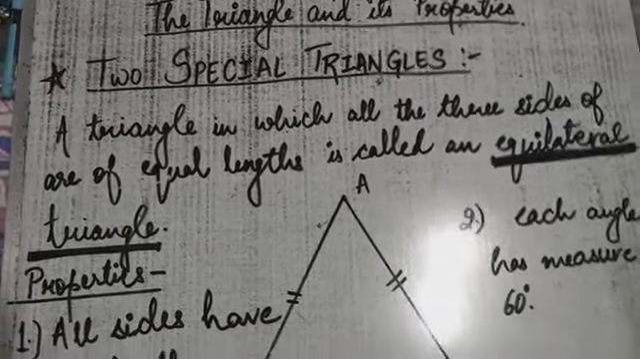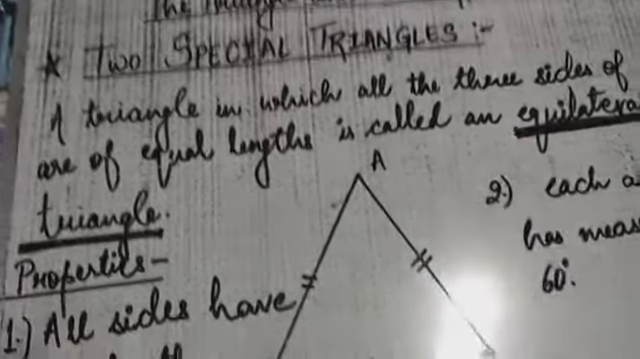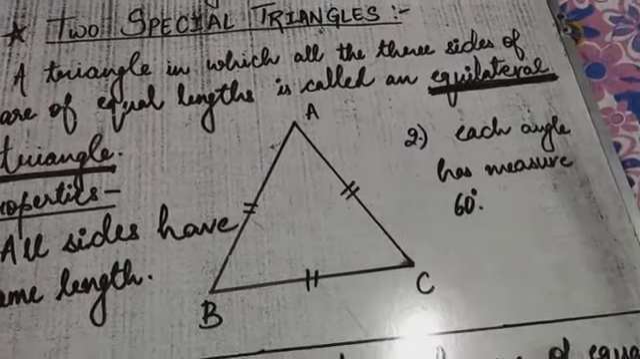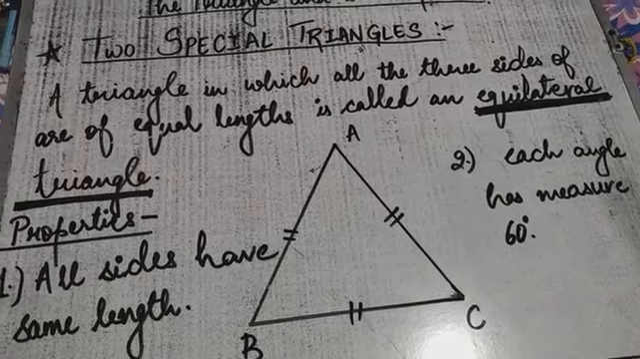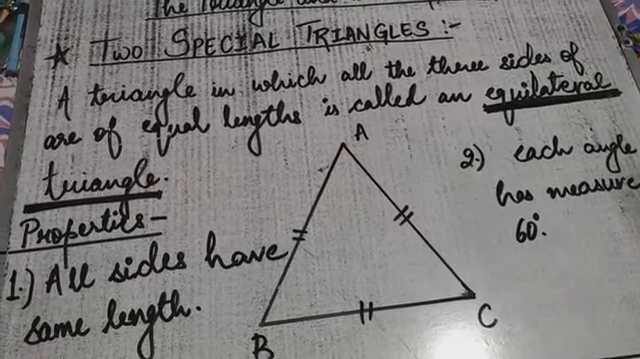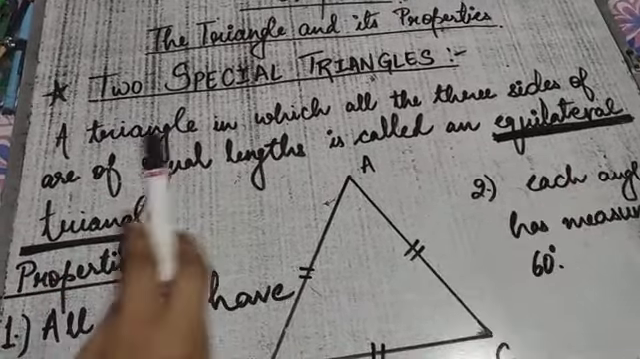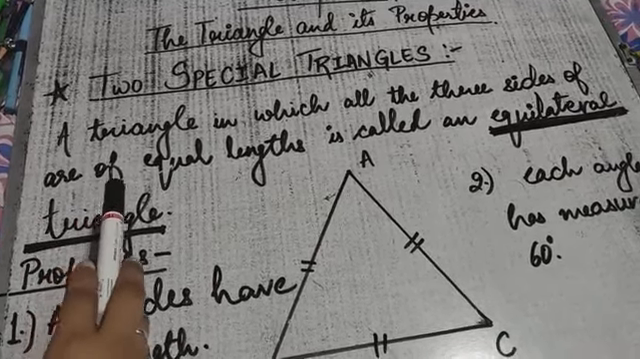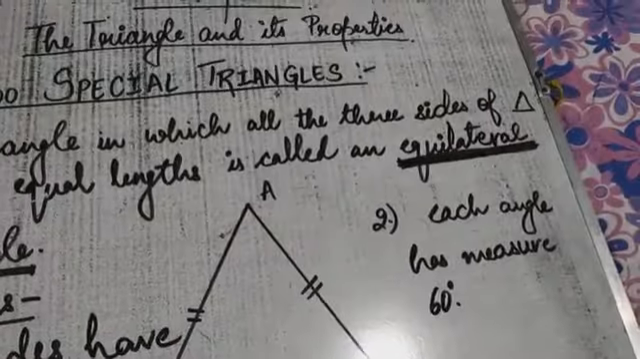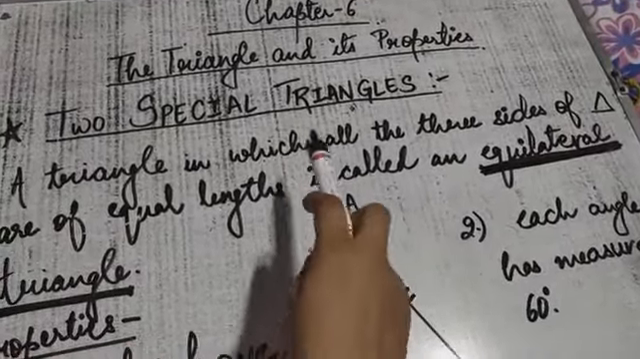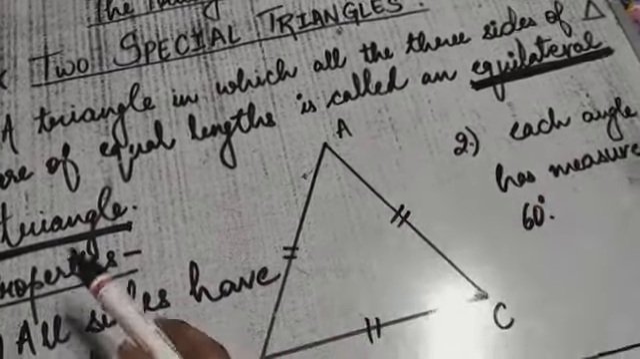So there are two special types of triangle. The first one is equilateral triangle and the second one is isosceles. First of all we need to study the properties of equilateral triangle. Before that we should know what is an equilateral triangle. A triangle in which all the three sides of the triangle are of equal lengths is called an equilateral triangle. This is the triangle symbol.